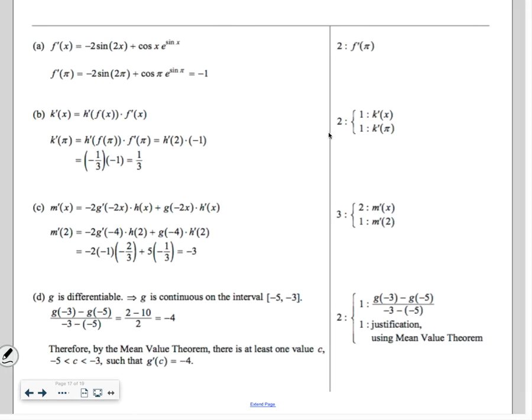All right, so scoring for this one. For part A, we had f prime of pi, we got a point, so we got -1. For part B, we got a point for having k prime of x, which involved the chain rule, and we got a point for finding k prime of pi was equal to 1/3. Part C, we got 2 points for finding the correct derivative m prime of x, so it's pretty complicated. It involves, as you know, like the product rule with the chain rule. And then 1 point for m prime of 2. And then part D, we got 1 point for finding that average rate of change of g on the interval and 1 point for the justification using the mean value theorem.